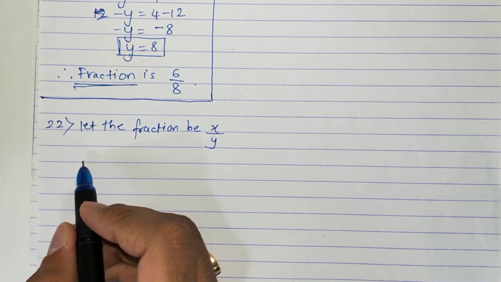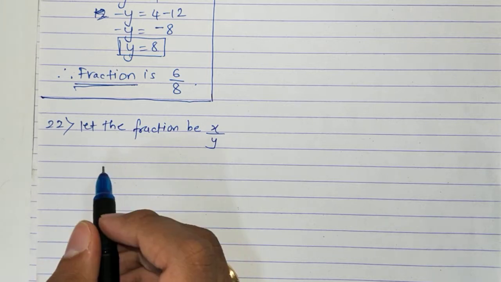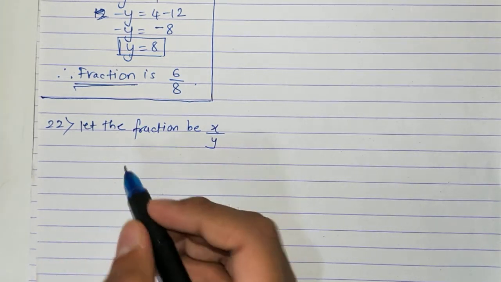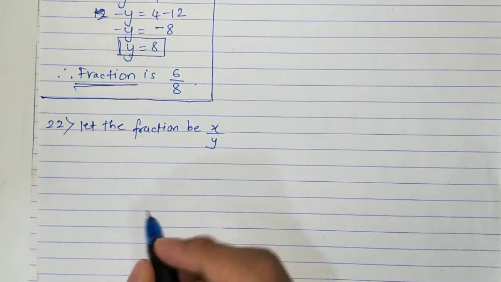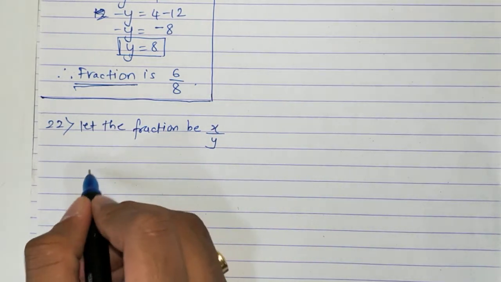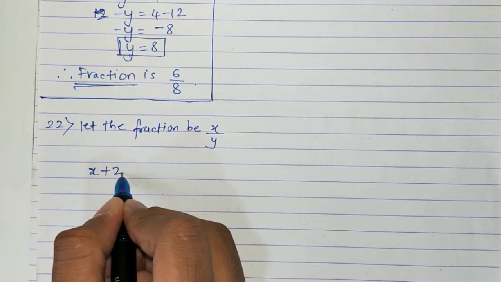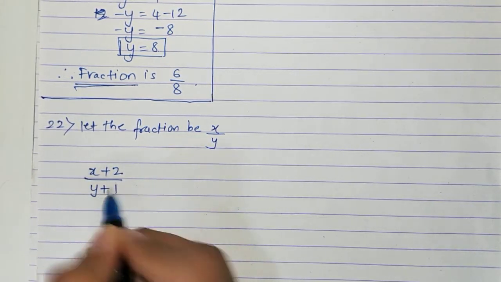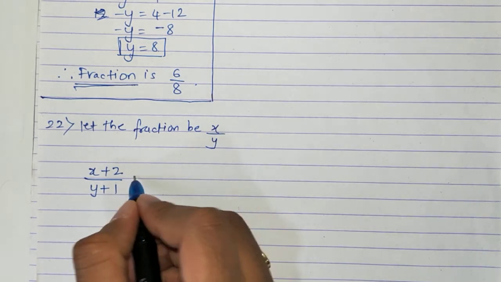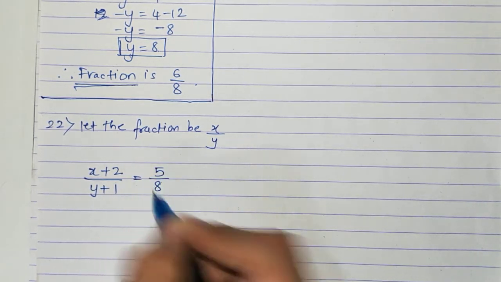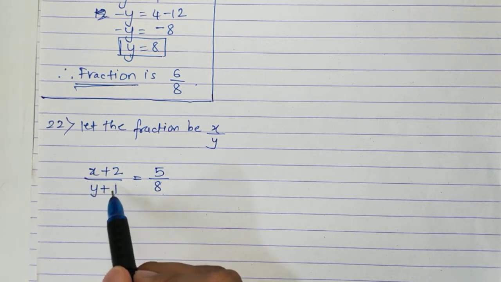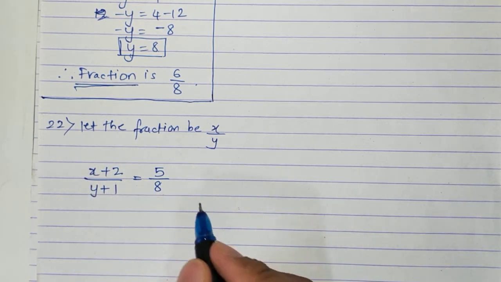When the numerator of a fraction is increased by 2 and the denominator by 1, the fraction becomes equal to 5 upon 8. Here changes are given in both numerator and denominator. See, the numerator of a fraction is increased by 2 and the denominator by 1. Denominator is y. The fraction becomes 5 upon 8.